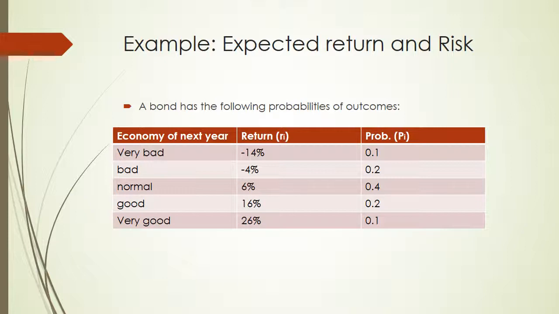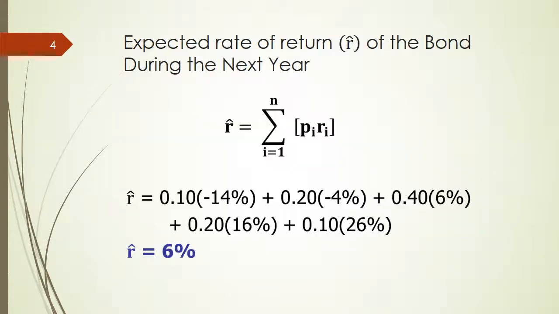Okay, given the data we have here, we can calculate the expected rate of return of the bond during the next year. It's going to be a sum of the outcome under each condition multiplied by the corresponding probability. In this case, the expected rate of return is 6%.